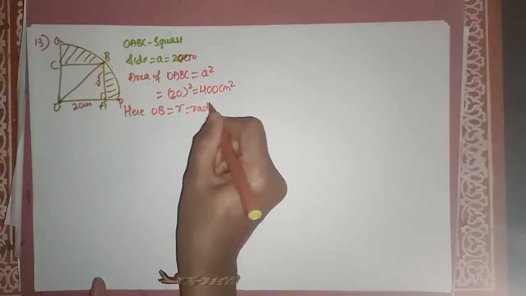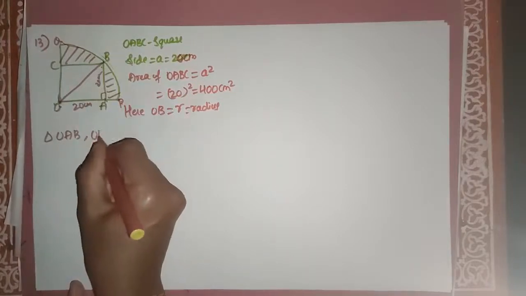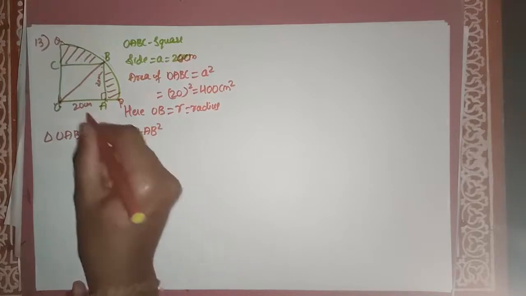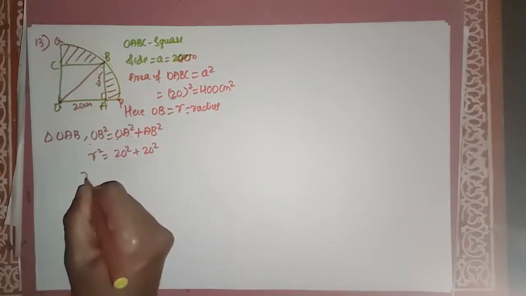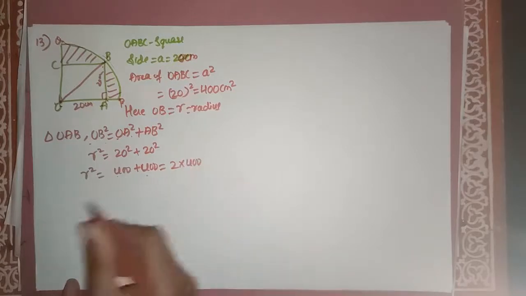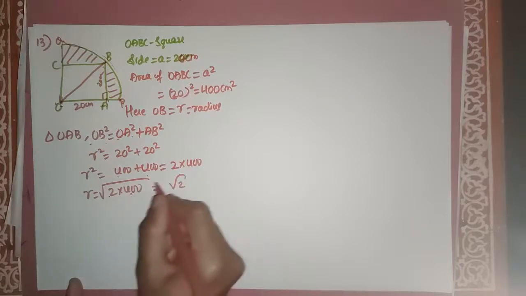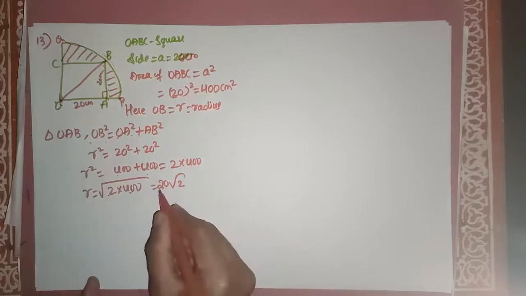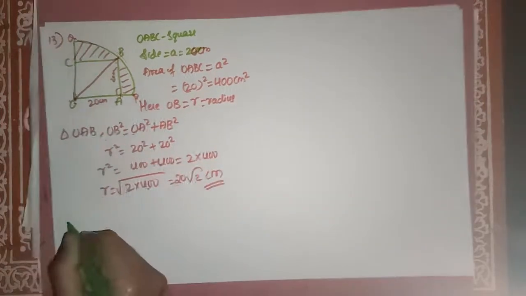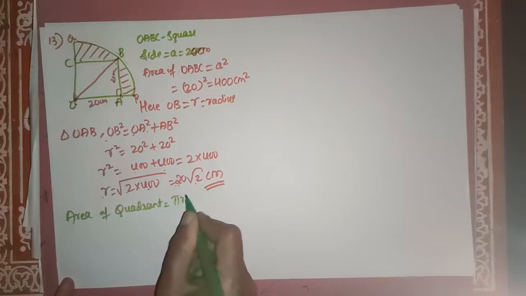Then in triangle OAB, we have OB square equals OA square plus AB square. Applying Pythagoras, OB square is R square, and this is 20 square plus 20 square. R square equals 400 plus 400, which is 2 times 400. So R is root of 2 times 400. The square root of 400 is 20, it comes outside. So the radius is 20 root 2 centimeter. Now we can easily find the area of the quadrant. We have already learned the area of a quadrant is pi r square by 4.